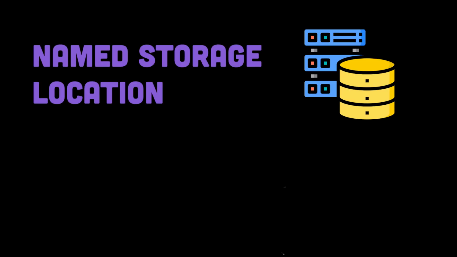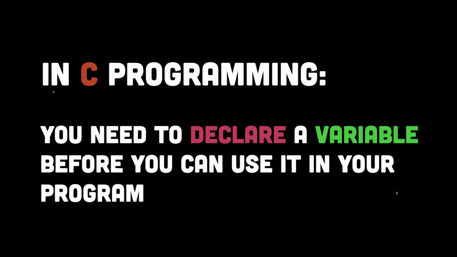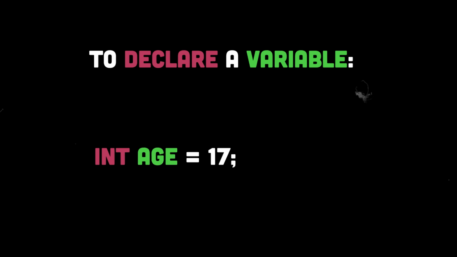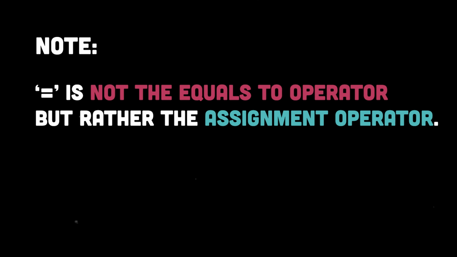A variable is a named storage location in memory that can hold a value of a specific data type. In C programming, you need to declare a variable before you can use it in your program. To declare a variable, you specify its data type and a name for the variable. For example, to declare an integer variable named age, you would use the syntax int age. You can then assign a value to the variable using the equals to symbol. Note that this isn't the equals to operator, rather the assignment operator that just assigns the data on the right to the variable on the left, like this.